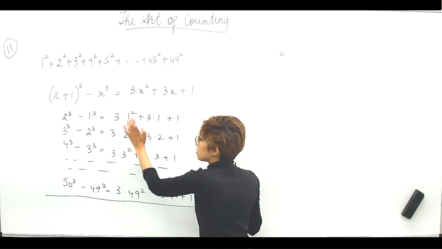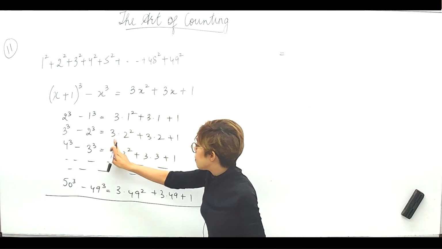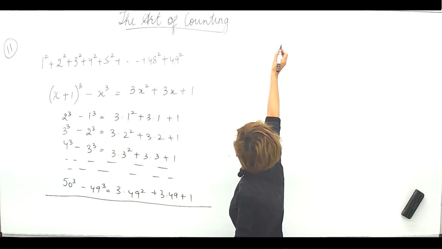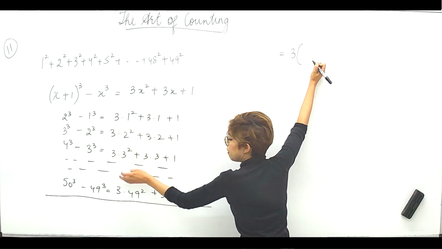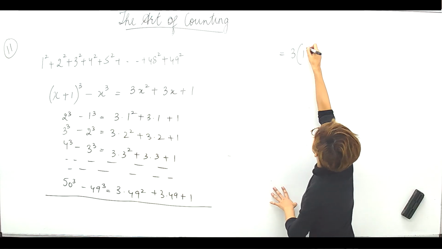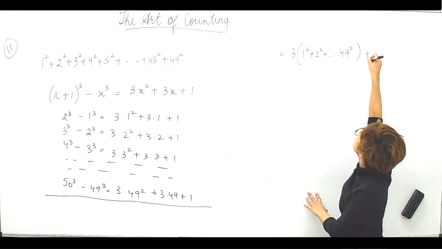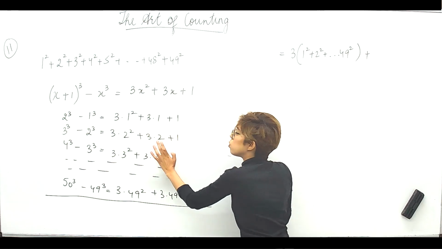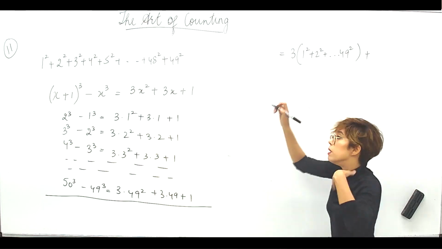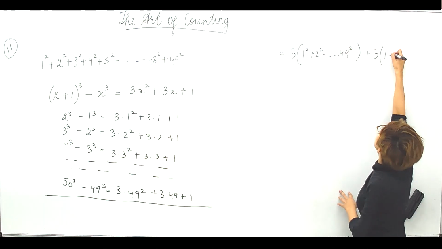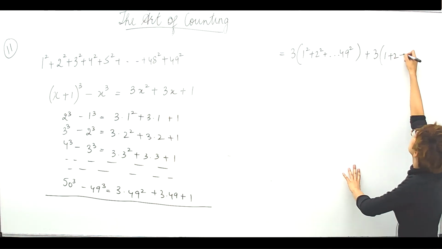So 3 into 1 square plus 3 into 2 square plus 3 into 3 square. Obviously 3 is common for all of them, right? So 3 common. I'll be left with 1 square plus 2 square plus 3 square plus so on till 49 square. Plus, now 3 into 1, 3 into 2, 3 into 3 and 3 into 49. So again 3 common. Plus 3 into 1 plus 2 plus 3 plus so on till 49.